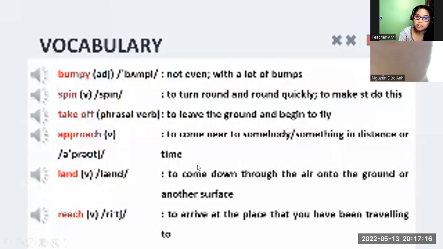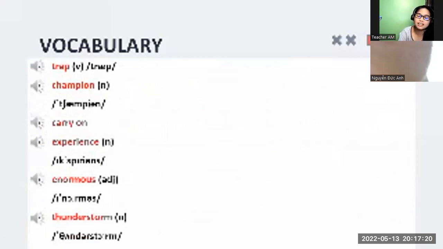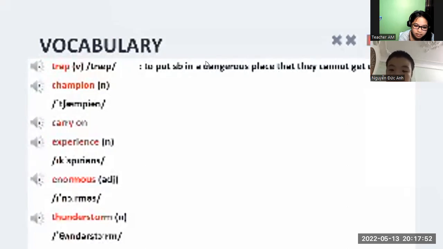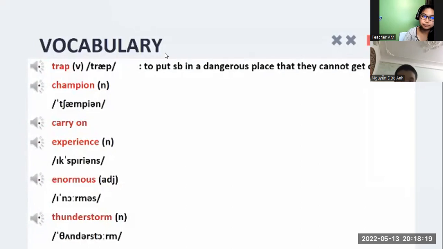Okay, since it seems like you don't have any questions, let's take a look at the next set of words. Here we have trap. Okay, can you please read the meaning of trap? To put somebody in a dangerous place that they cannot get out of. That is a kind of card in Yu-Gi-Oh! Master Duel. It's a game by Konami. Okay, so trap: to put somebody in a dangerous place that they cannot get out of. For example, if you find a mouse, then you trap it in a small plastic container using cheese. So that means that you trap the mouse.